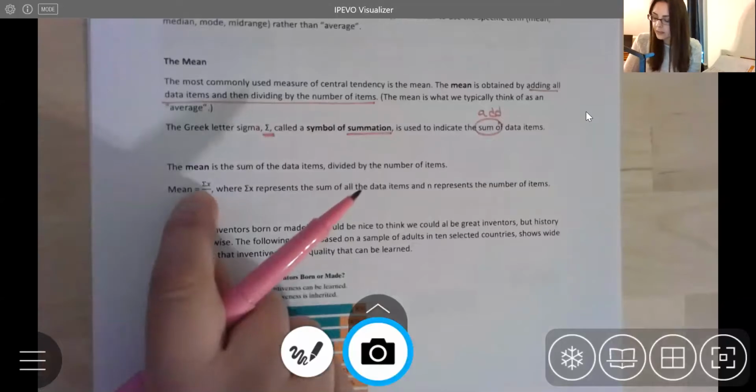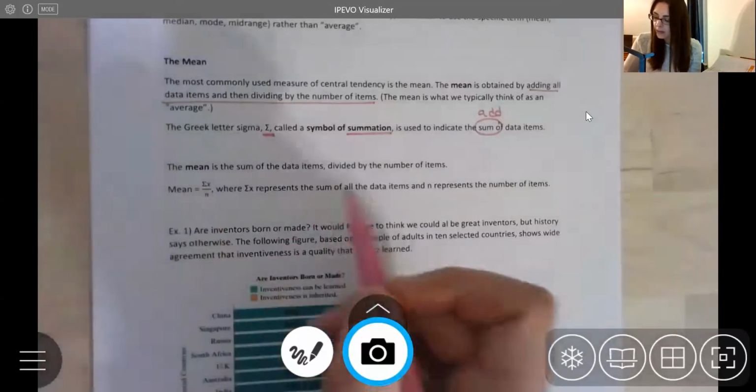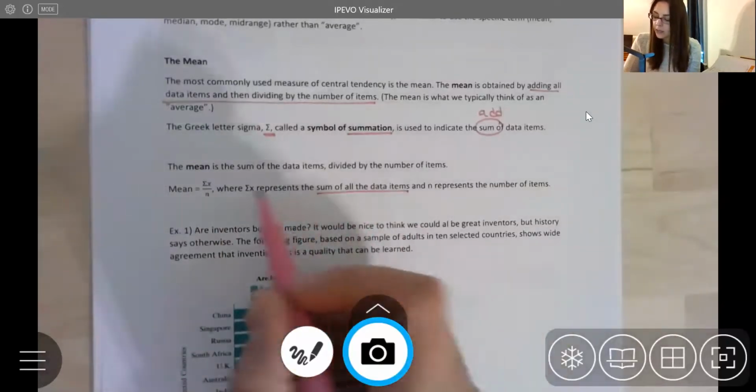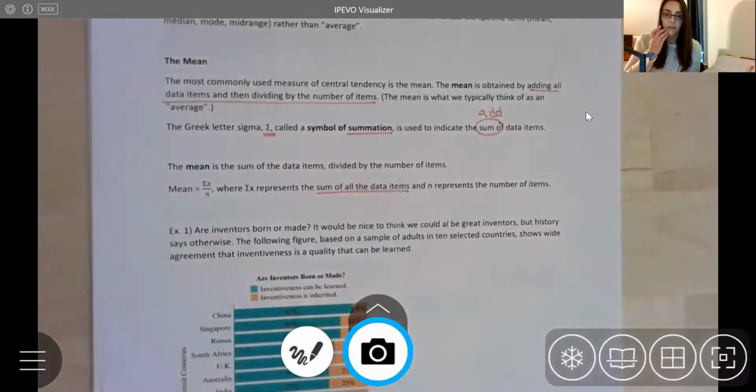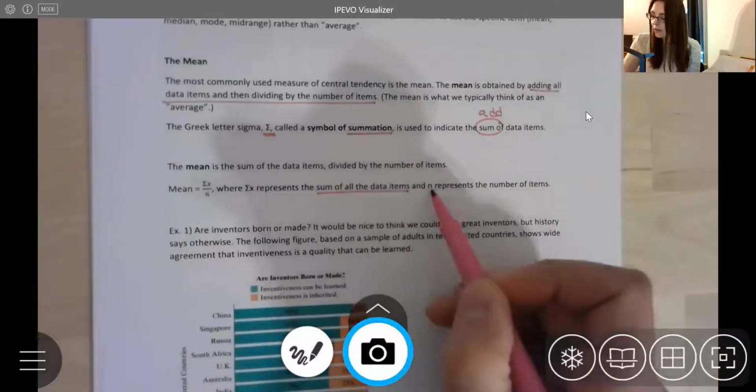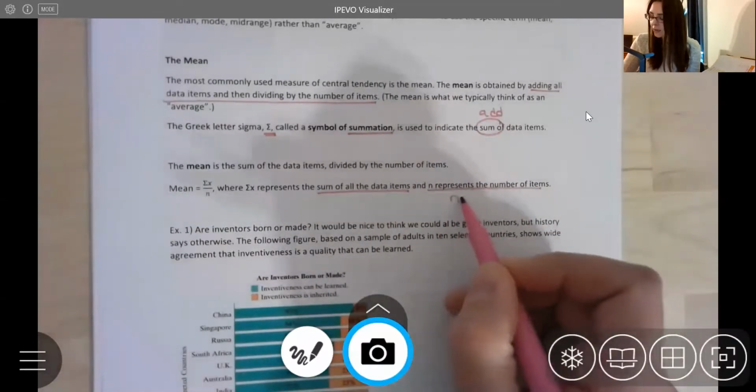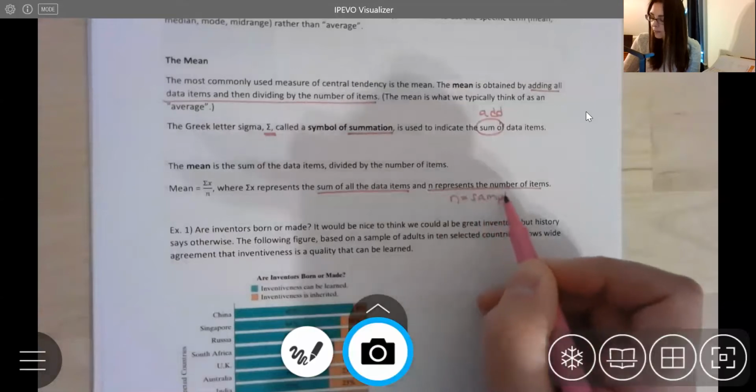So this here means to add the x's, the sum of all data items, and your data items are your x values here. N in this case is the number of items. So we also think of N often as the sample size.